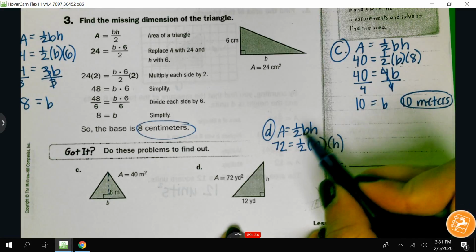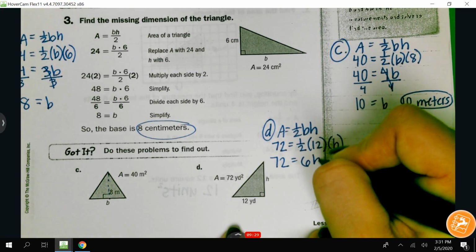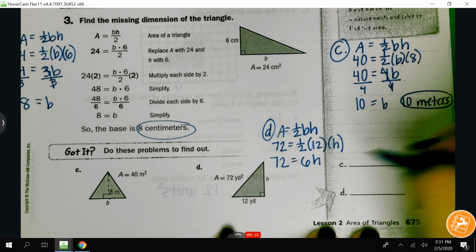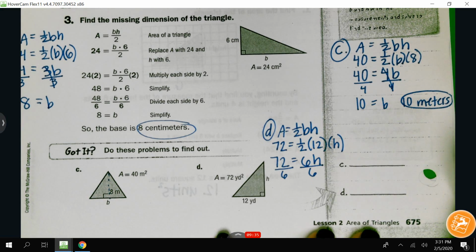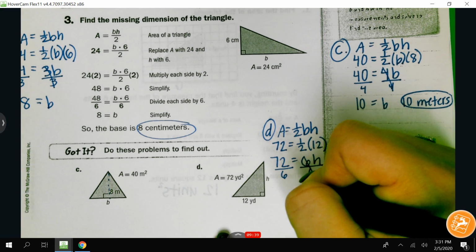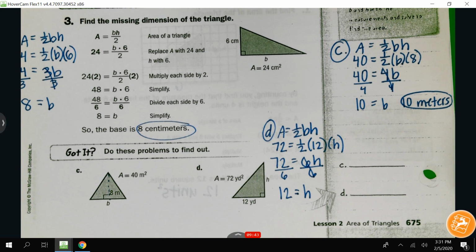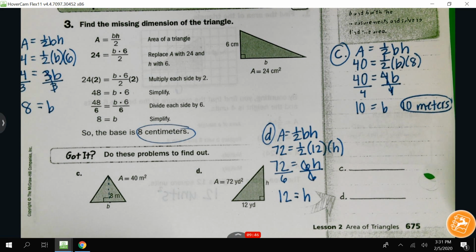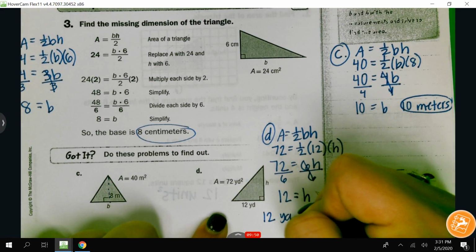So you want to go ahead and multiply on the right side first. So you have 72 equals 6H. And that's 6 times H, so to get rid of the 6, I'm doing the opposite of multiplication, which is dividing. So H equals 12. And again, my answer is not just 12. You have to tag those units on there. So this would be 12 yards.